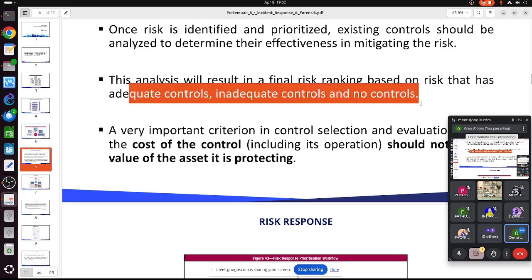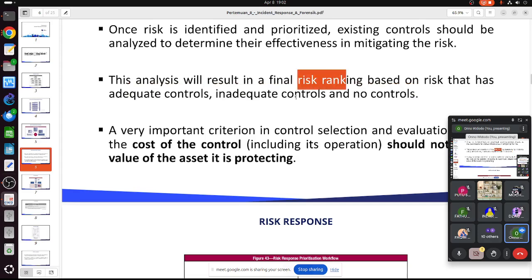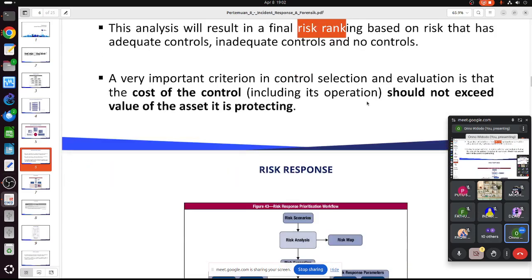This part is actually evaluated using ISO 27000. The risk itself is ISO 31000. The control is 27000.